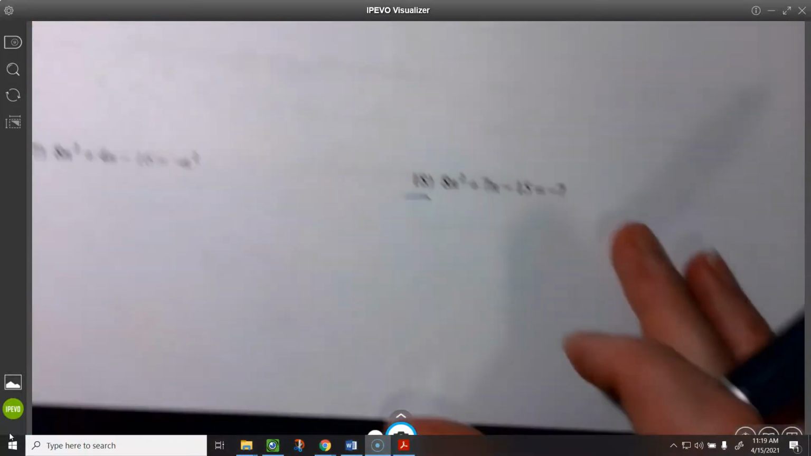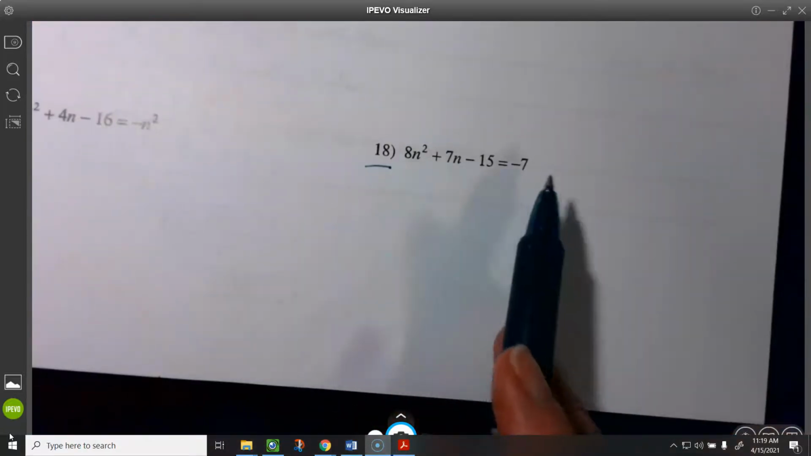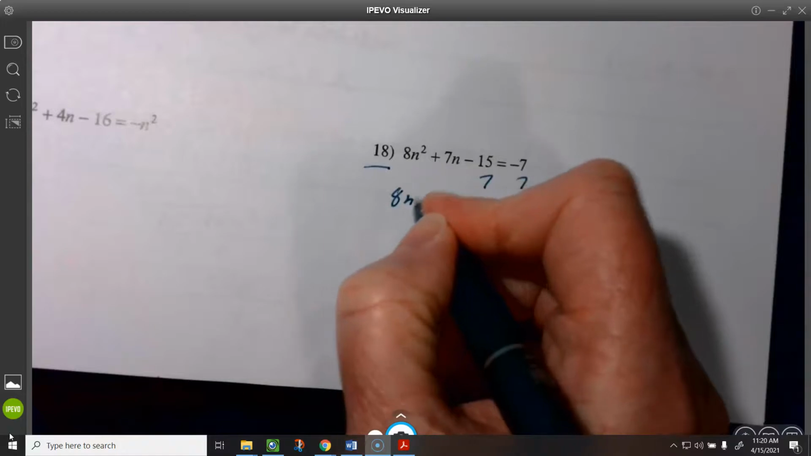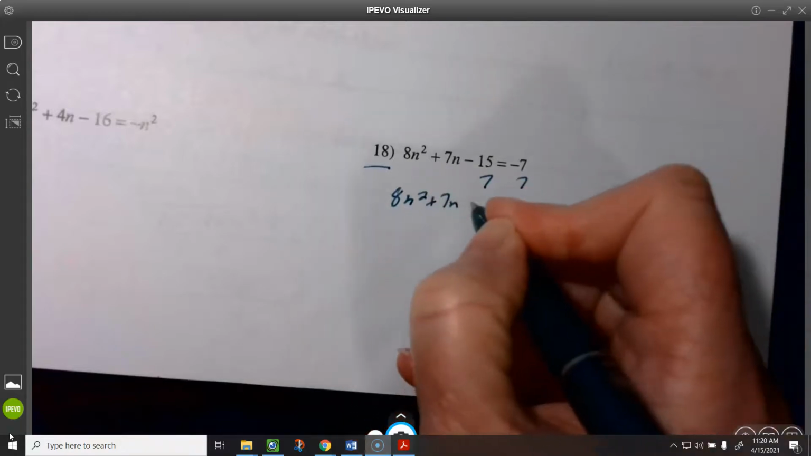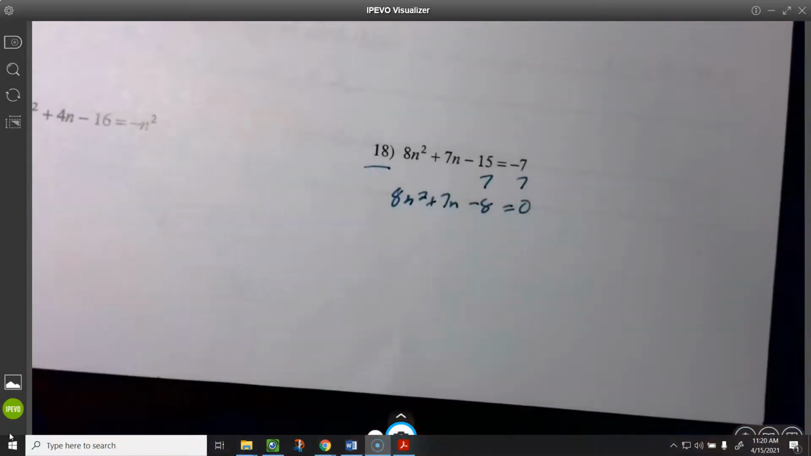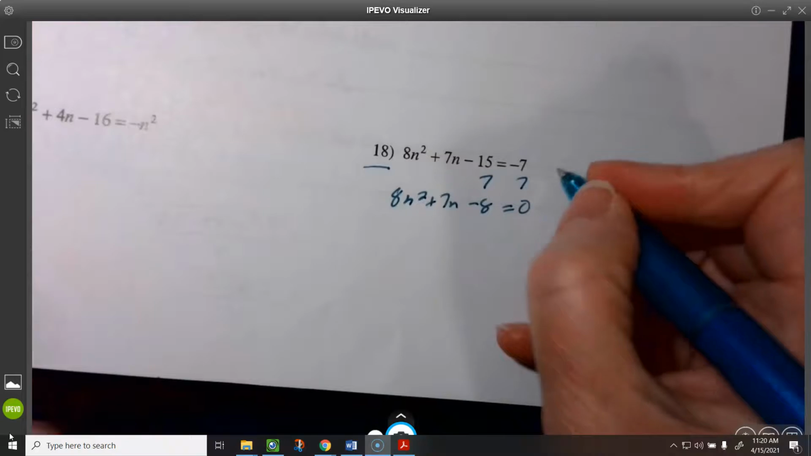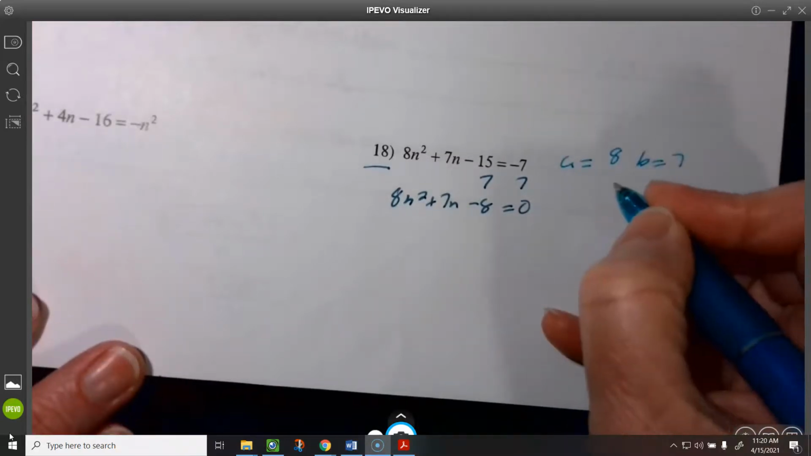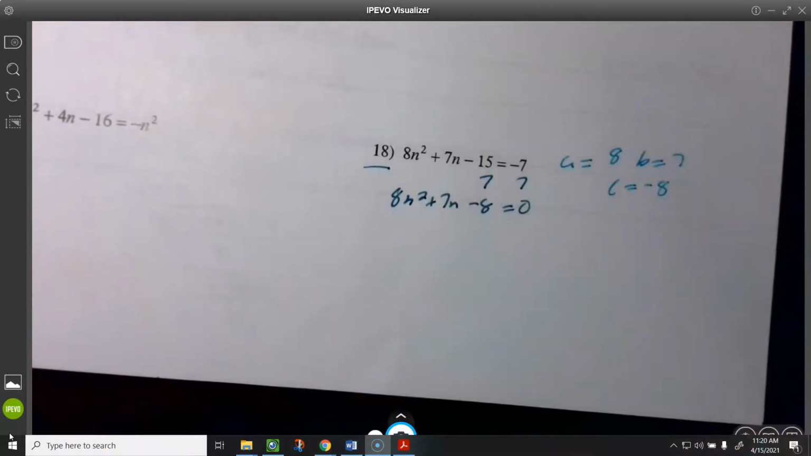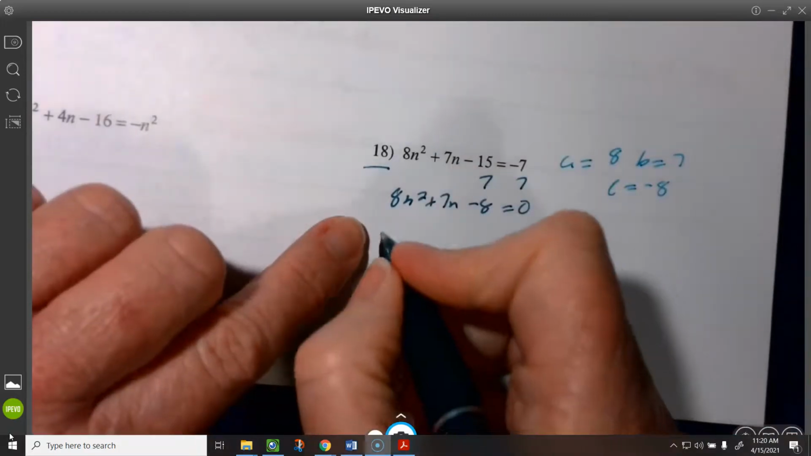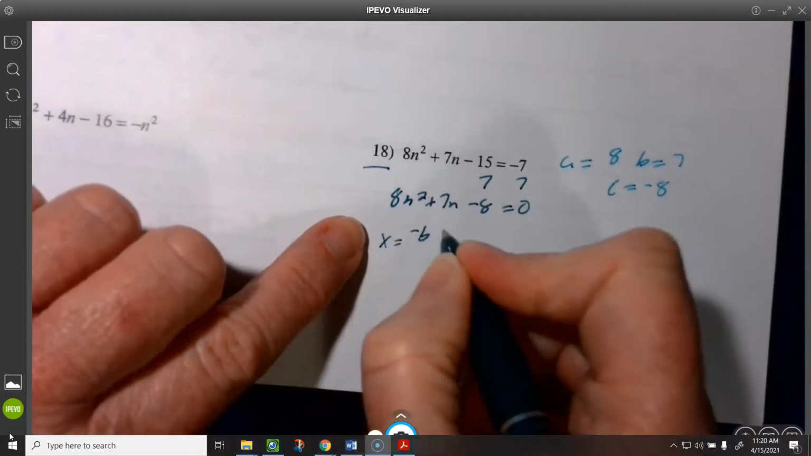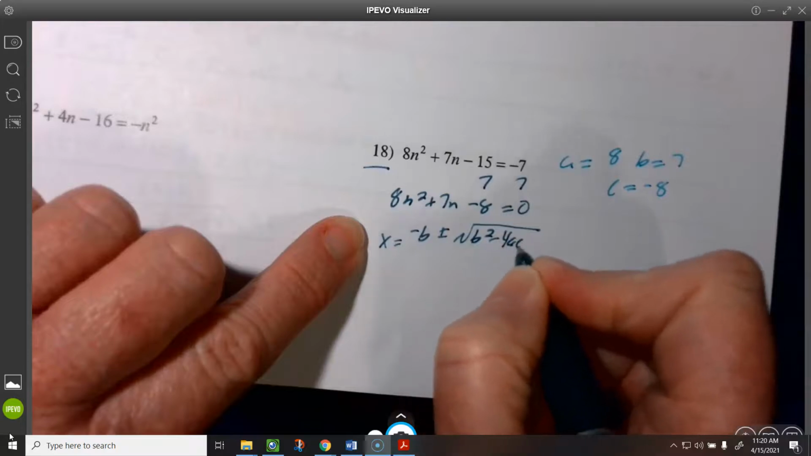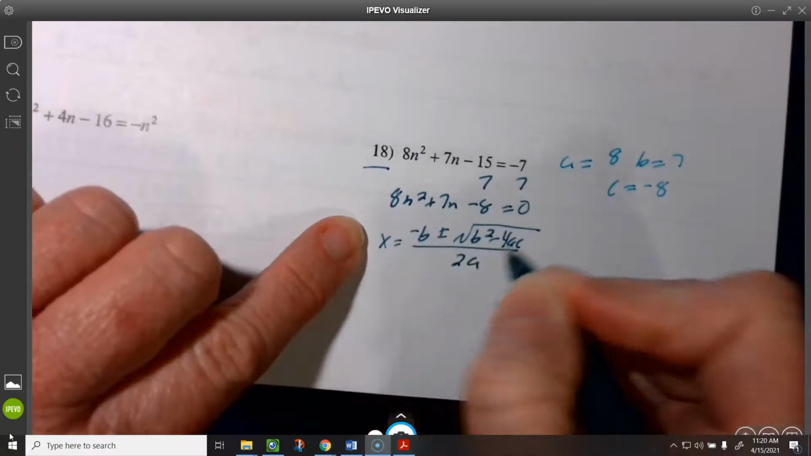Okay, let's look at number 18. We don't have 0 on one side, so we're going to add 7 to begin with. And we get 8n squared plus 7n minus 8 is equal to 0. A is equal to 8, B is equal to 7, C is equal to negative 8. Quadratic formula: x equals negative b plus or minus the square root of b squared minus 4ac all over 2a.